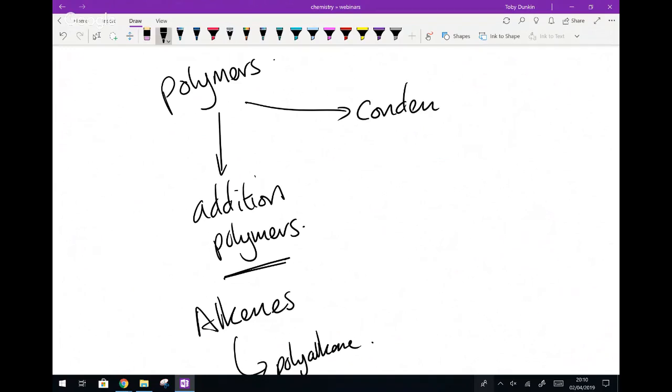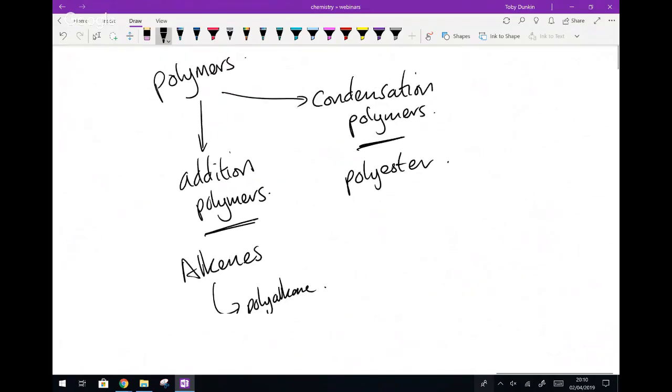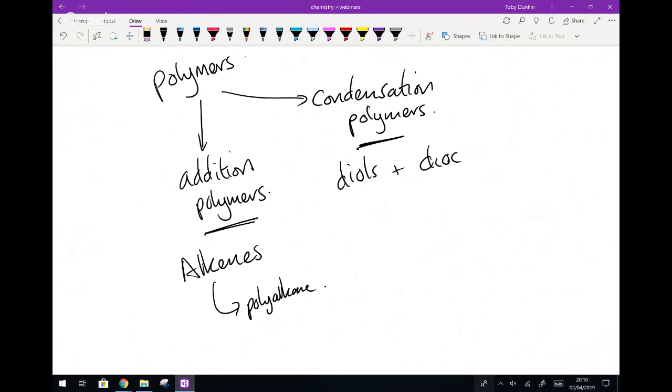Condensation polymers. These are polyesters. The only family you need. It's nice. So at this point, we go from, and it says addition formula, I shouldn't do that. I should say from diols reacting with dioic acids to form polyesters.